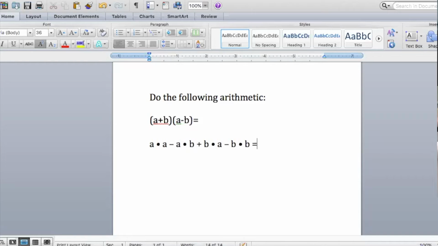Okay, so when you do the expansion, you should get that. And order of operations says you've got to do these first. And once you do those, then it should be fairly easy to see that these right here are going to add up to 0. So they'll drop out. And what you wind up with is a squared minus b squared.